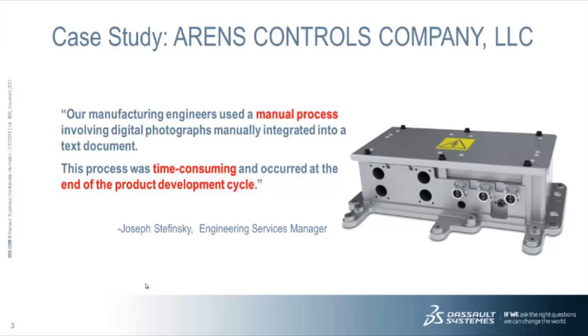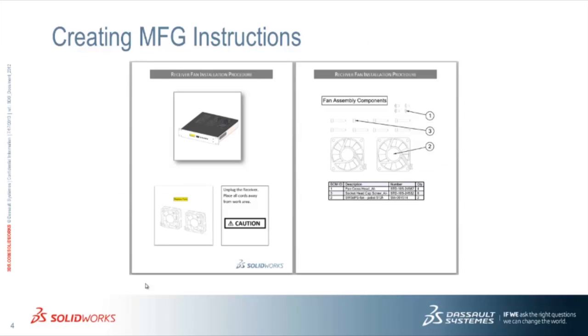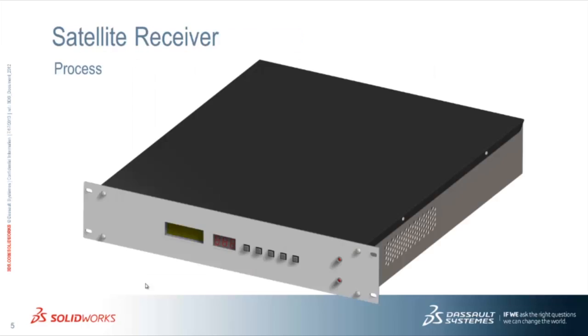So what we want to do is now look at how we can go through this process in a way that is more concurrent and more efficient than what they're doing today. So we're going to be talking about creating manufacturing instructions for a specific process related to this device you see here. It's a satellite receiver. And we're going to be talking about a procedure to install these fans as one of the last steps in the assembly process. So this would be one specific work order or whatever you want to call it, but this is basically a set of instructions around installing these fans using these components.